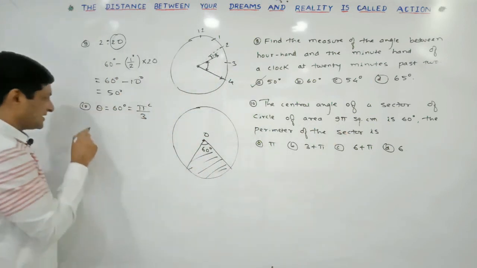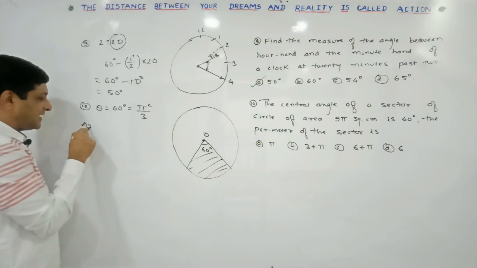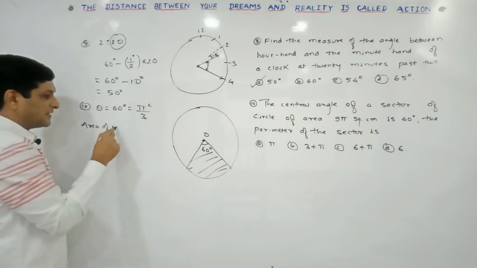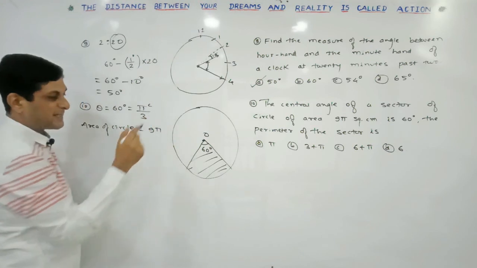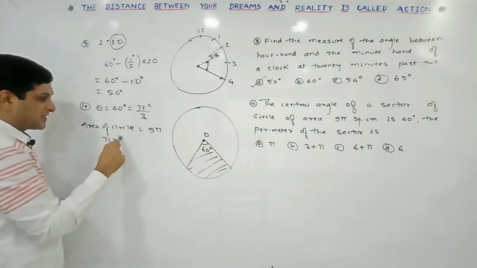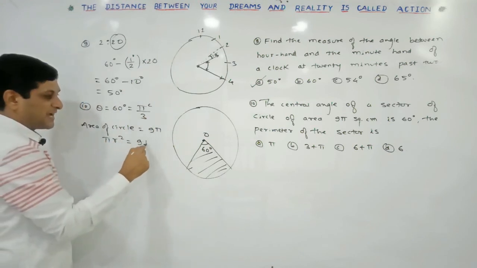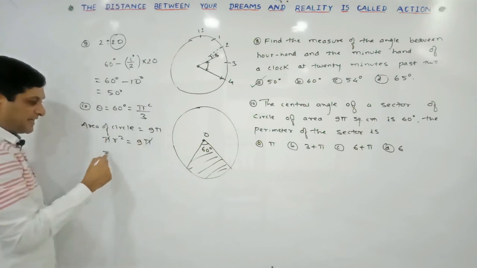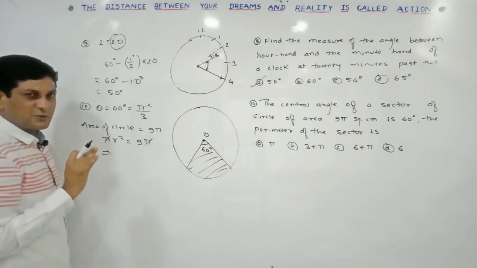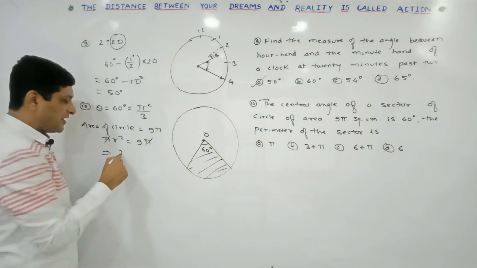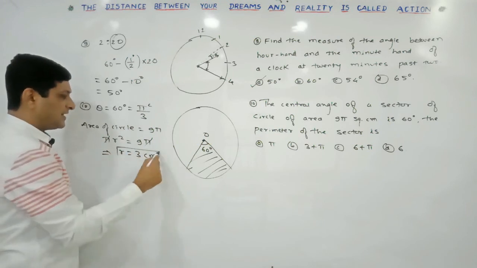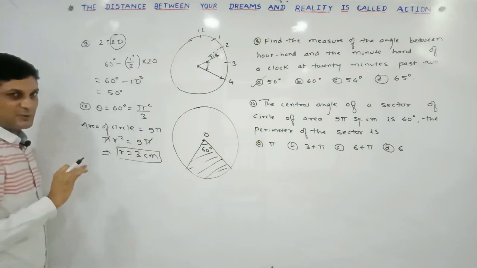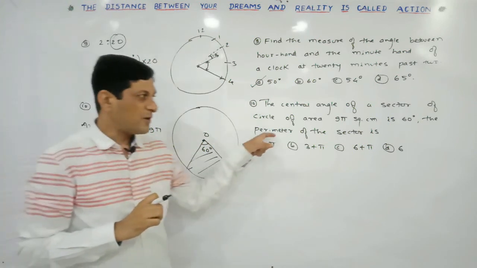Again, what is the given condition here? The second given condition is the area of the circle, which is equal to 9 pi square centimeter. We know that the area of a circle is pi r square, so 9 pi equals pi r square. Pi will get cancelled, r square is equal to 9, meaning if we take the square root on both sides, r will be equal to 3 centimeter. Radius is also known, theta is also known. Now we are focusing on our required result.